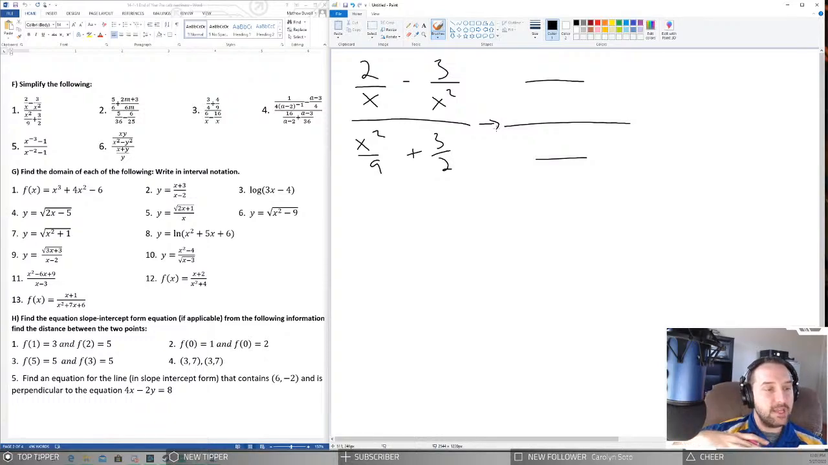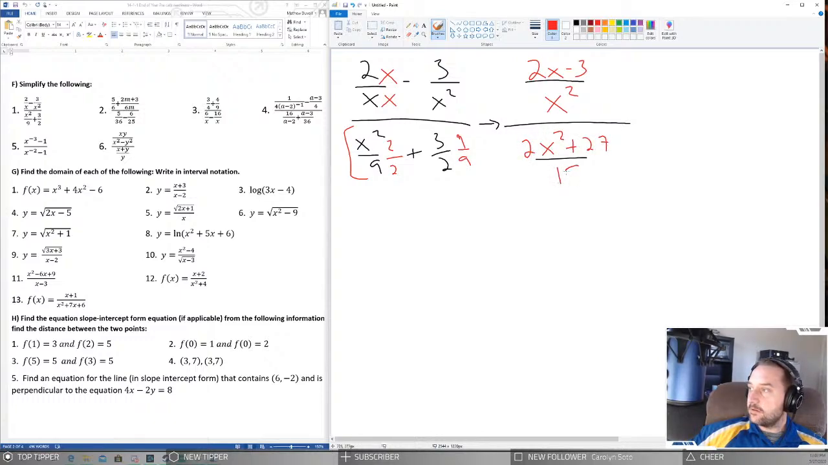So to combine those together, we need a common denominator. The common denominator between these is x squared. So I multiply that by x over x. Now they're the same. Rewriting this, I get 2x minus 3 over x squared. And then in the denominator, I have to combine those together. So this needs a 9 over 9, and this needs a 2 over 2. So I'm going to get 2x squared plus 27 over 18.